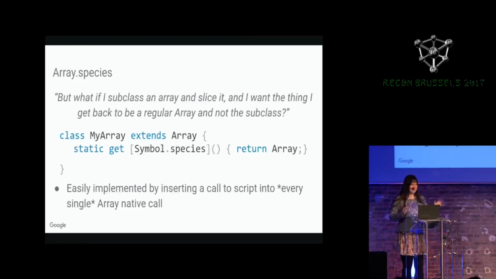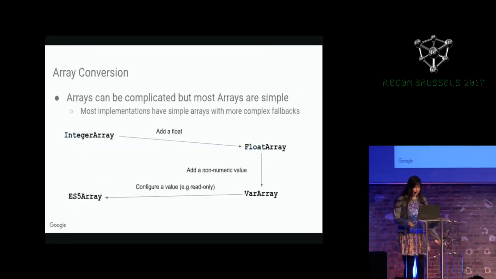And of course, instead of picking one, why don't we make this a configurable property? And then you can specify which one you want. And this is, of course, easily implemented by inserting a call to script into every single native array call. So that basically impacts everything you do with an array and makes it vulnerable. This can interact with other design features. For example, I think one of the most important design decisions in creating an ECMA engine is how arrays and objects work.